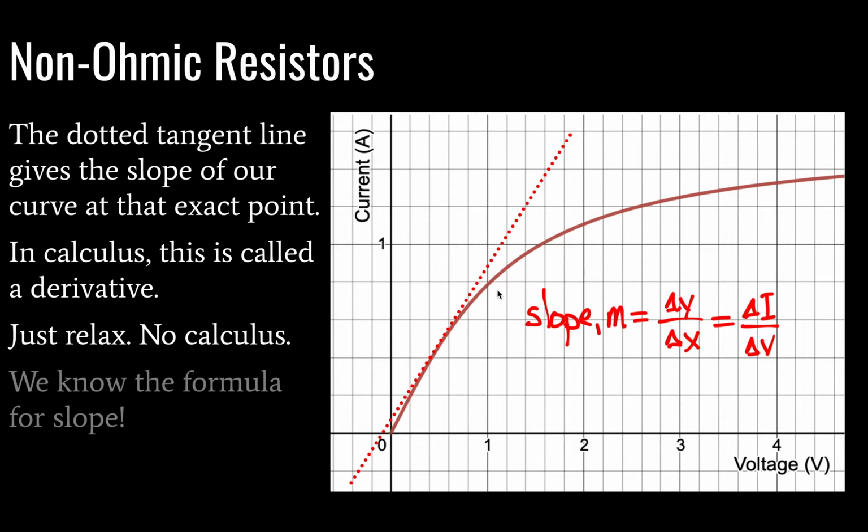Okay, so no calculus is required here. We know the formula for slope, okay? And it is given by slope is equal to change in y divided by change in x. In this case, the value on our y-axis is current, and the value on our x-axis is voltage, okay?